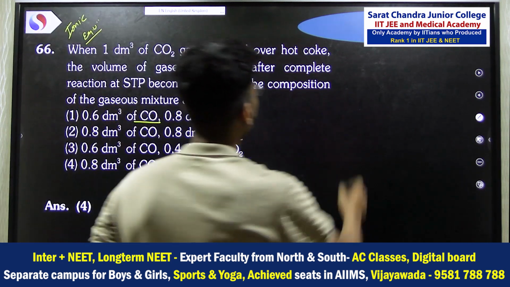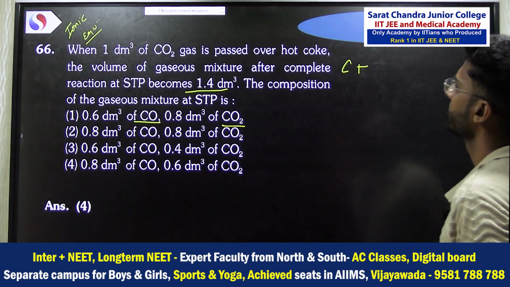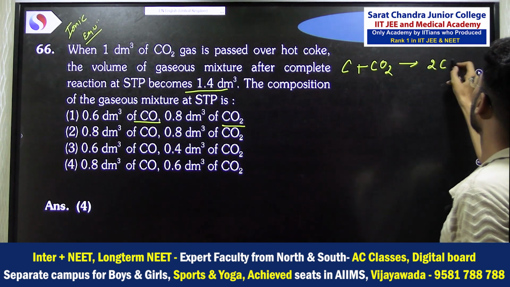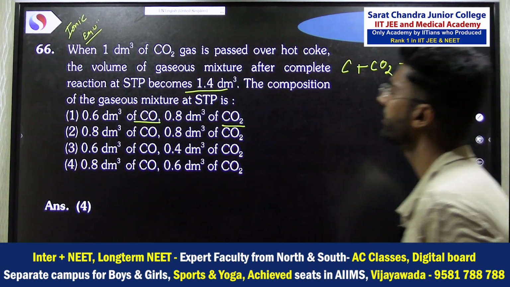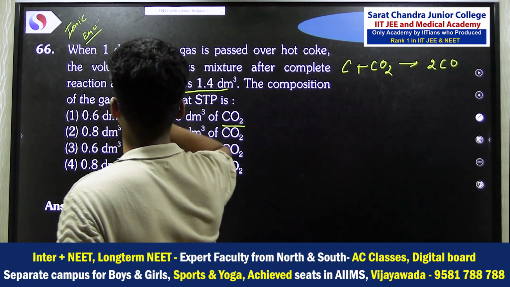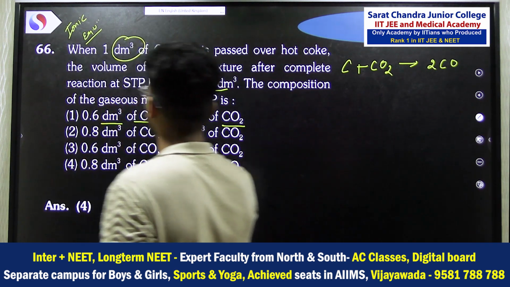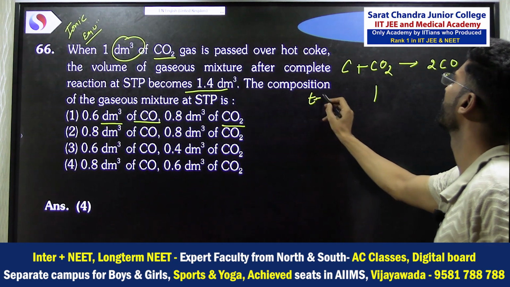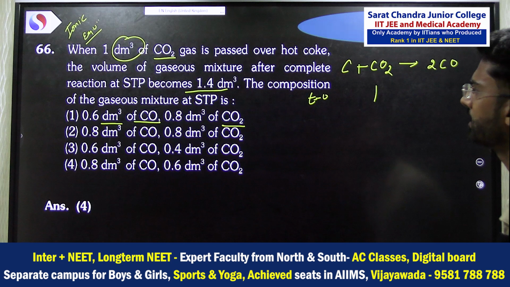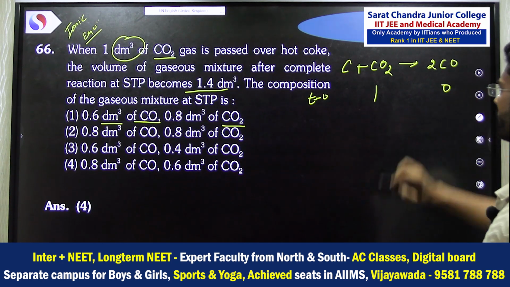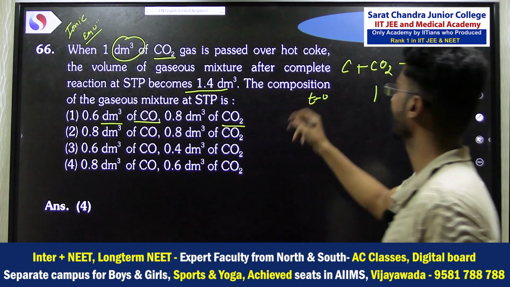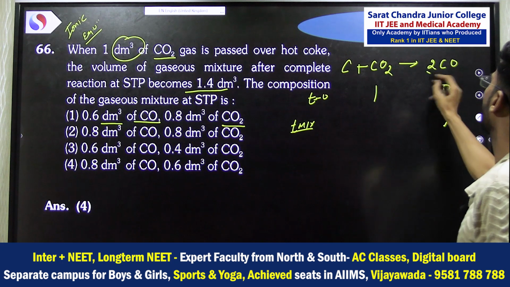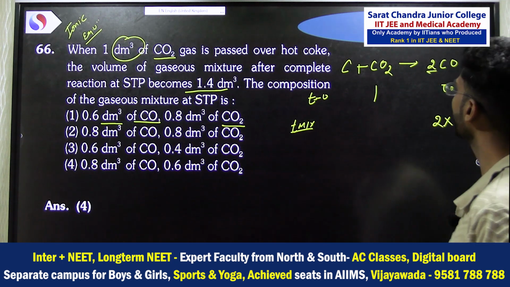In this case, there is coke, and you have passed CO2 gas. So if you pass CO2 gas, what will it give? Carbon monoxide. The volume is given in decimeter cube, and the answer is also in decimeter cube, so no need to worry about the units. At time 0, you have 1 decimeter cube of CO2 volume, and carbon monoxide will be 0. After mixing, if I say X volume forms, whatever stoichiometry we have to put here, how much CO2 is left?